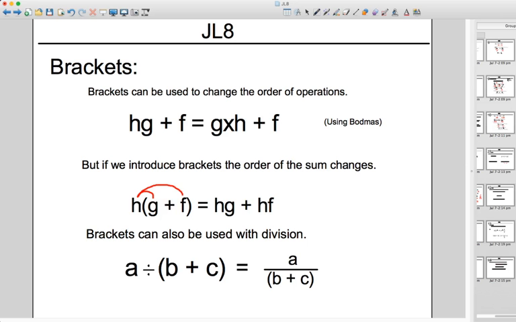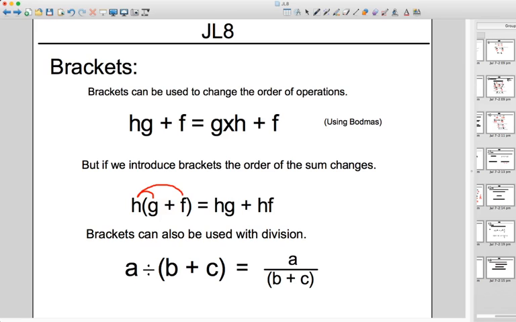Brackets. So brackets can be used to change the order of operations. So hg plus f. If we remember BODMAS, that's the same as g times h, because you're multiplying the g and the h together and then adding f. But if we add brackets in there, so there's a bracket between the g and at the end of the f, you have to multiply out the h and the g, which will generate hg, and then multiply the h and the f, which will give you hf.